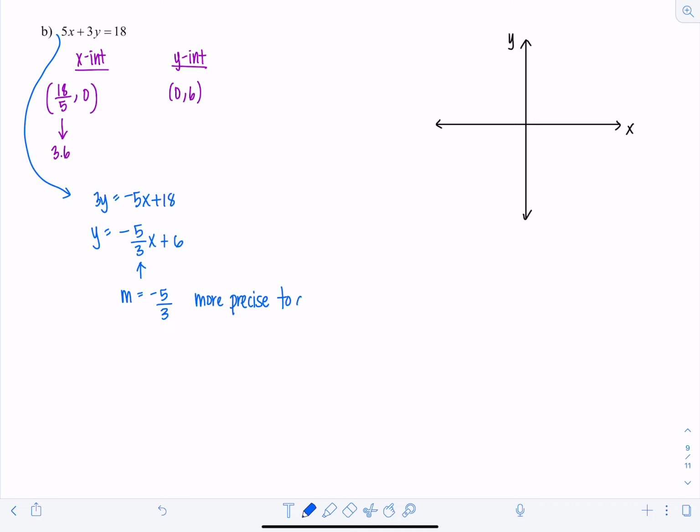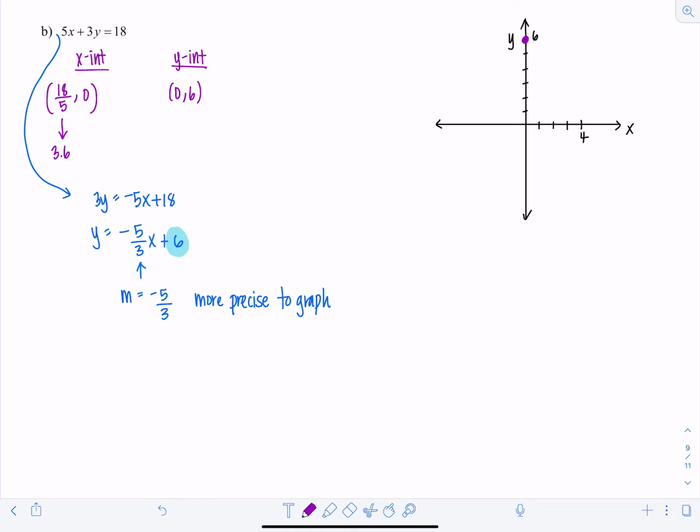and it would be more precise to graph it using this method, using the y-intercept and then counting rise over run with the slope, so that you're not just eyeballing where 3.6 is, okay? So here's 1, 2, 3, 4. 1, 2, 3, 4, 5. Oh, I need a little more. Okay. 1, 2, 3, 4, 5, 6. Okay, there's the y-intercept. 0, 6.